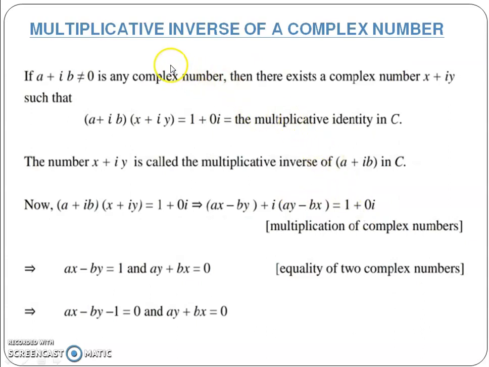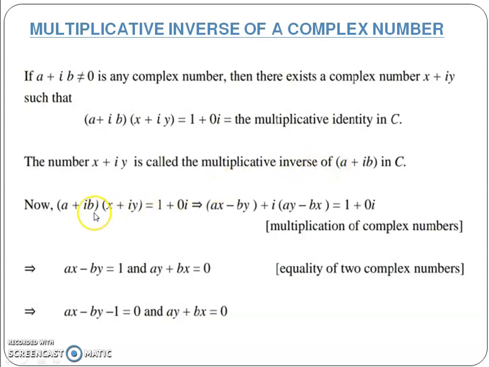Next is the multiplicative inverse of a complex number. That is, if a plus iota b is a non-zero complex number, then there exists a complex number x plus iota y such that if I multiply both the numbers, the result is equal to the multiplicative identity in C, that is 1, which can be written in the complex form as 1 plus 0 iota. The number x plus iota y is called the multiplicative inverse of a plus iota b.